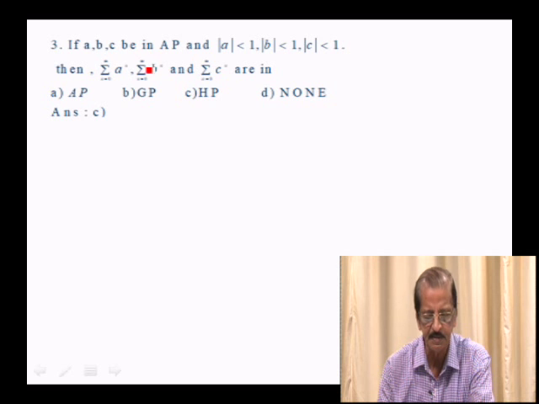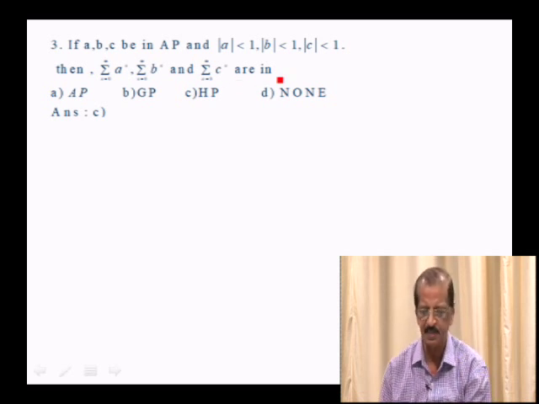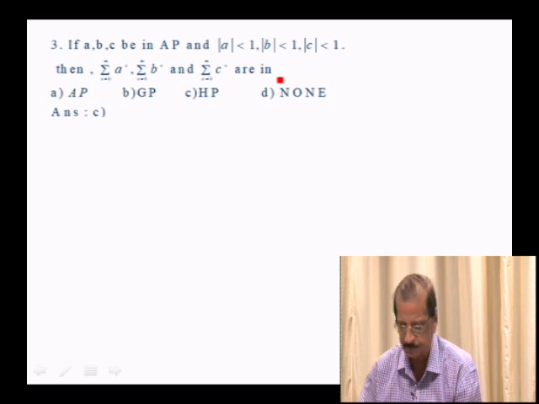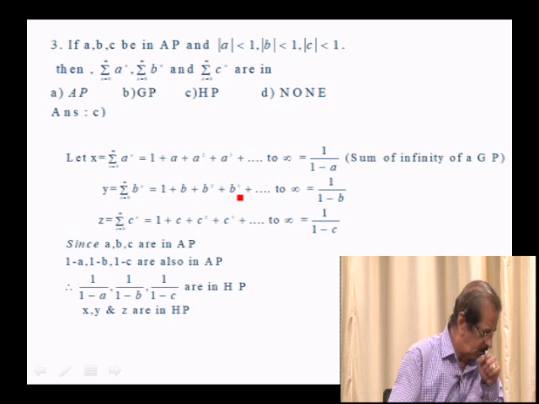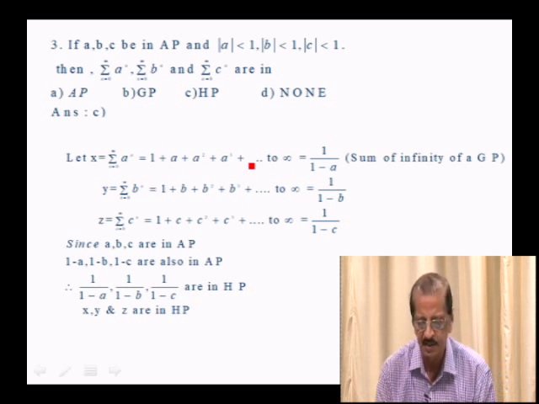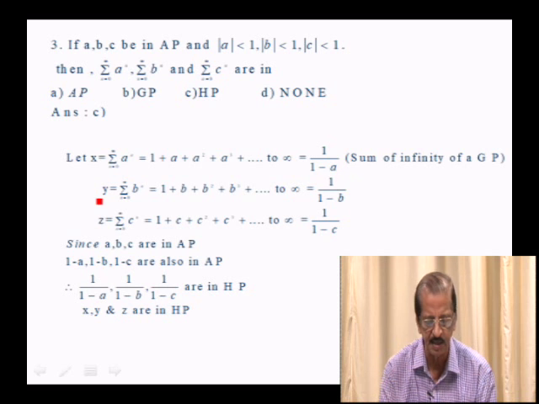Third one: if A, B, C are in AP and mod A less than 1, mod B less than 1, mod C less than 1, then sigma n equals 0 to infinity A to the power of n, sigma n equals 0 to infinity B to the power of n, sigma n equals 0 to infinity C to the power of n are in AP, GP, HP, or none of these. So, here sigma n equals 0 to infinity A to the power of n, I can call it x. It is an infinite GP with common ratio A, therefore it is 1 over 1 minus A. Similarly, y is 1 over 1 minus B, z is 1 over 1 minus C.